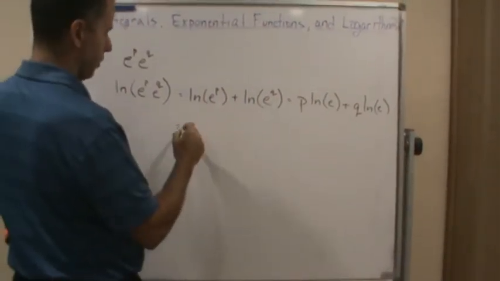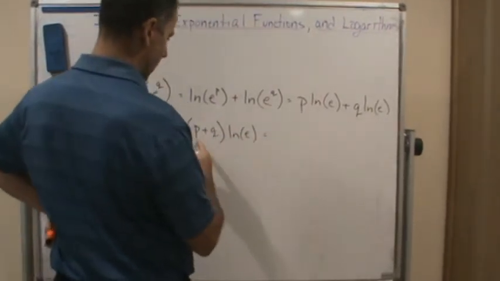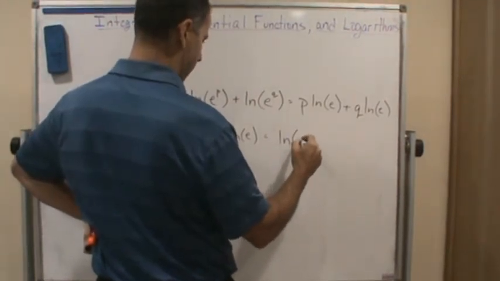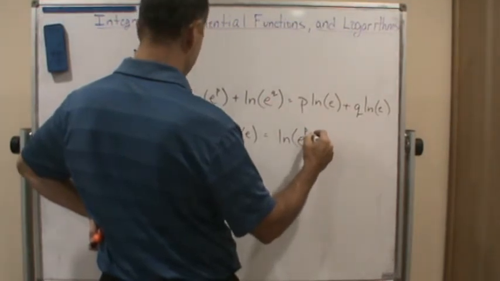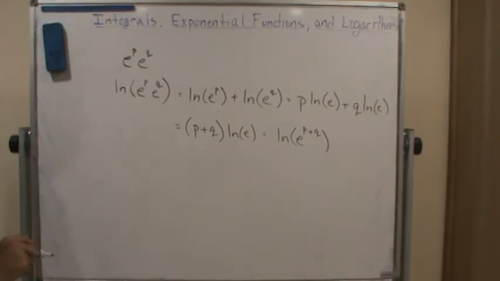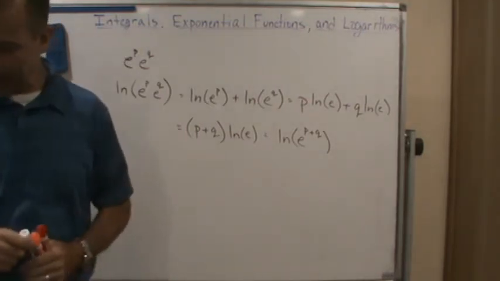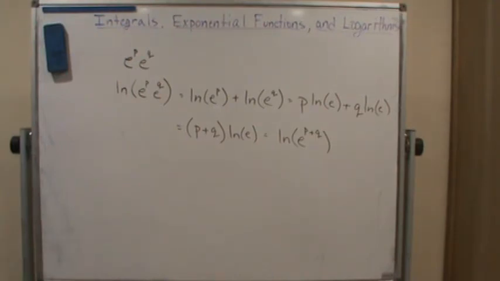Now watch. Now I can factor out the natural log of E. So this is going to become P plus Q times the natural log of E, which then becomes, voila, the natural log of E to the P plus Q. Okay, so now it's obvious that if they're rational, we can apply the properties, because by the definition that we saw earlier.